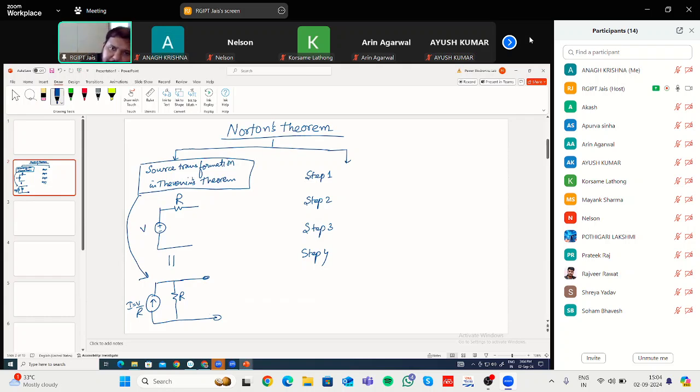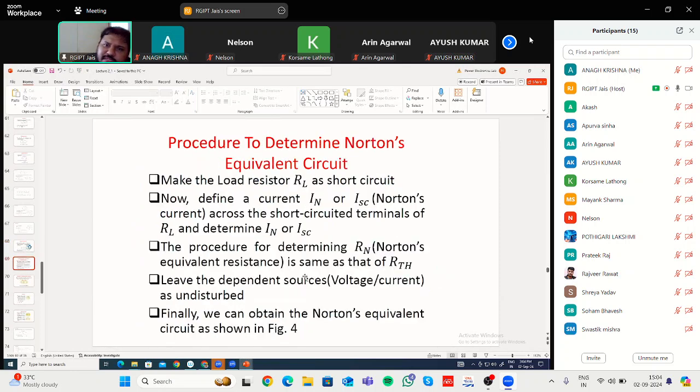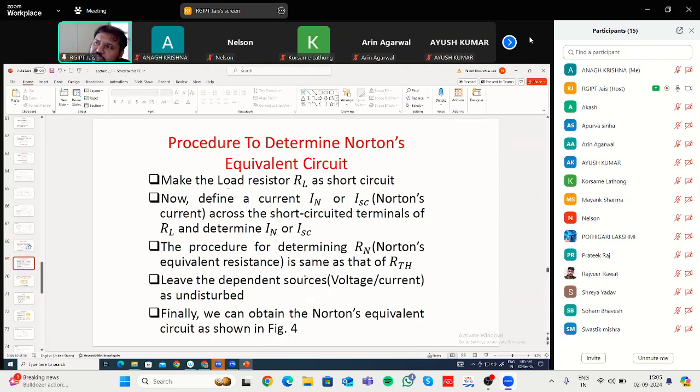Norton's equivalent circuit. Otherwise, similar to Thevenin's theorem, there are some steps you can follow to find the Norton's equivalent circuit. First, you have to make the load, in Thevenin's, what we did, we removed the load, that means we replaced the load with an open circuit. Now here, we will replace the load with a short circuit.